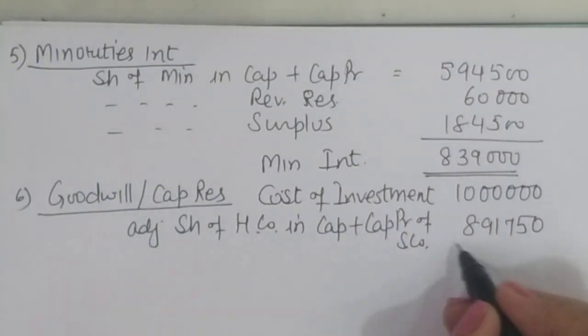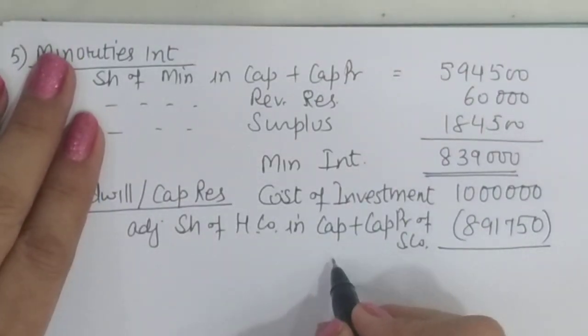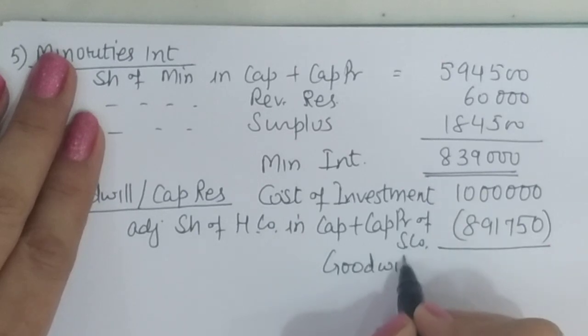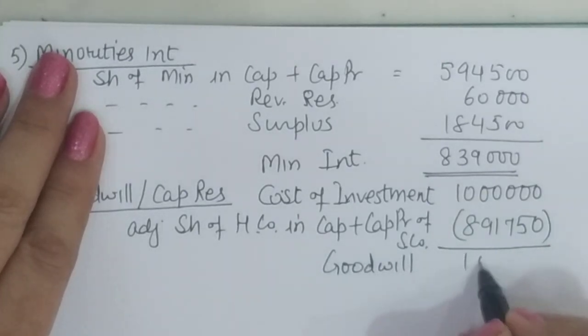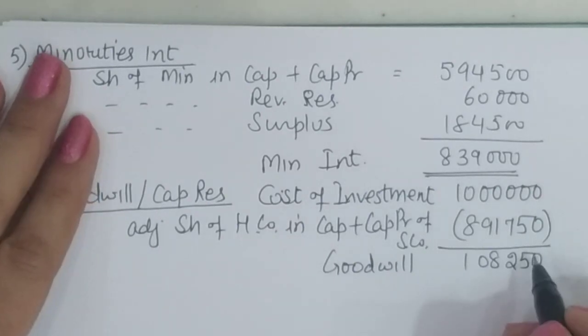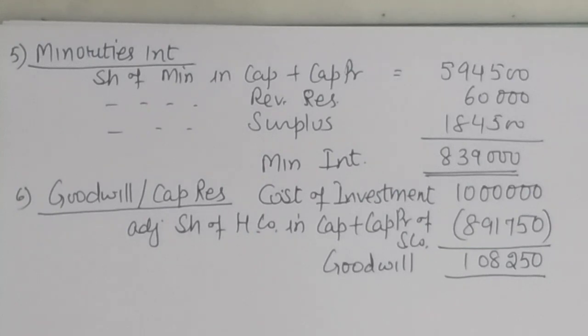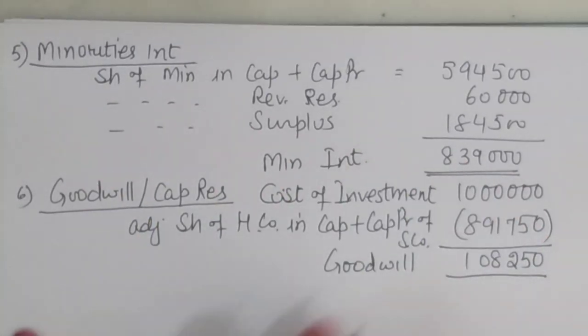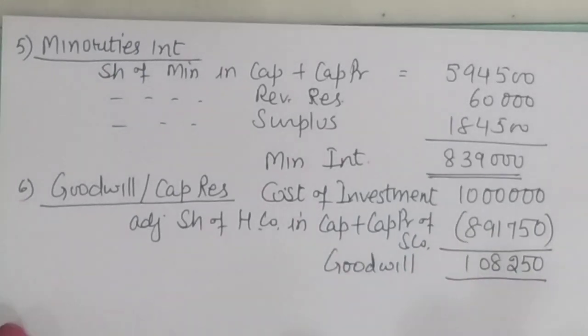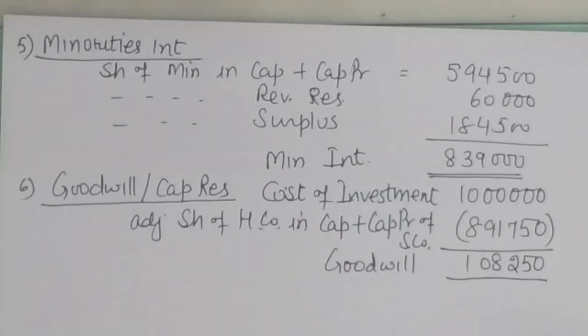So if you compare the two, you have a case of goodwill. Goodwill on consolidation is 1,08,250. Okay, so this is your goodwill, but this is not the final amount appearing in the consolidated balance sheet. This must be adjusted against any kind of capital reserve or goodwill given in the question. If you are given any other goodwill of the holding or subsidiary company, it will be added here. If you are given capital reserve of the subsidiary company, it must be reduced from here and the final amount will appear. So that completes all the working notes.